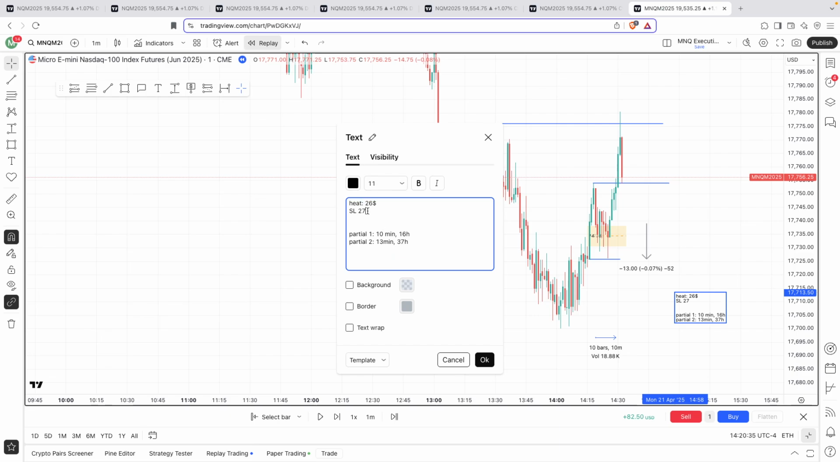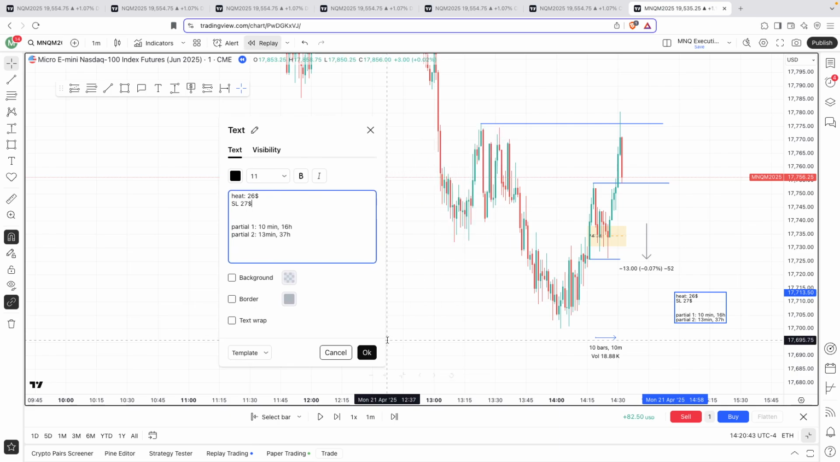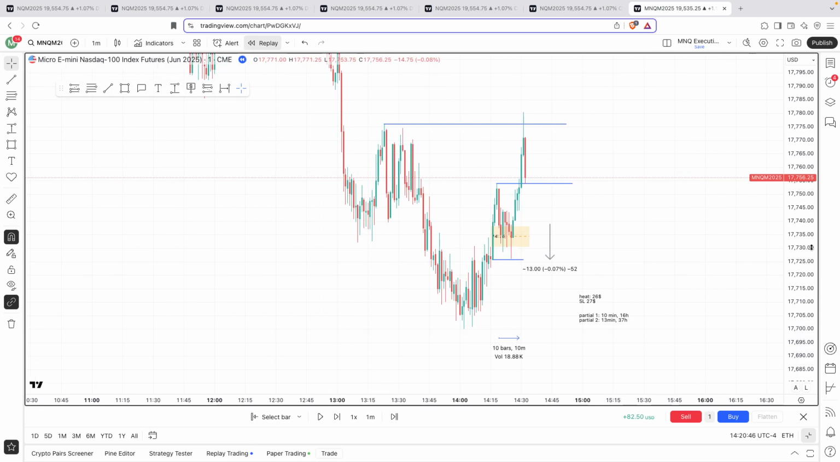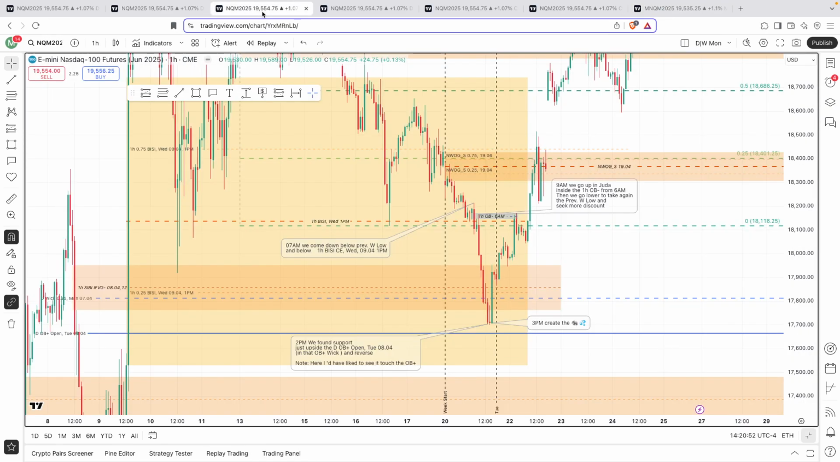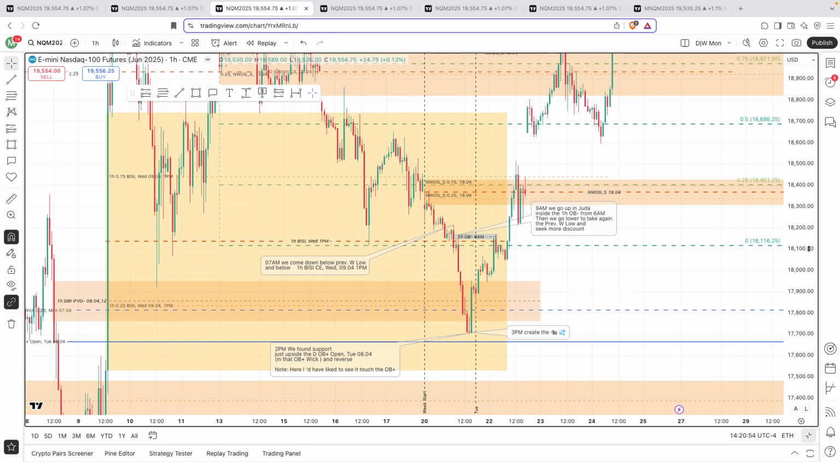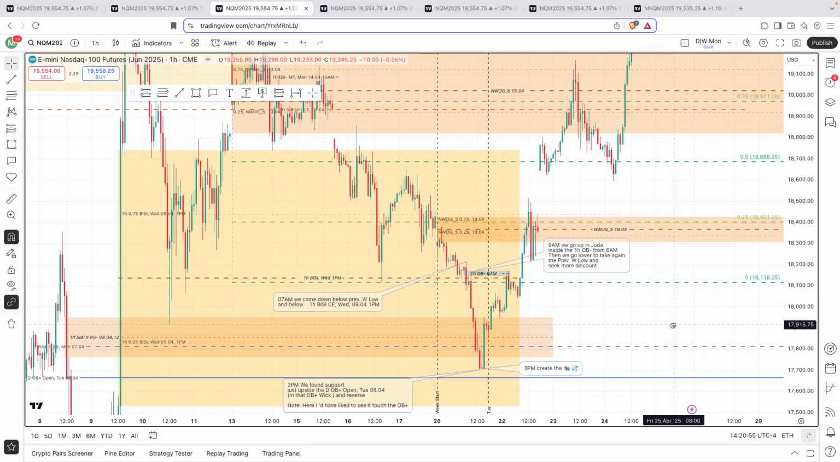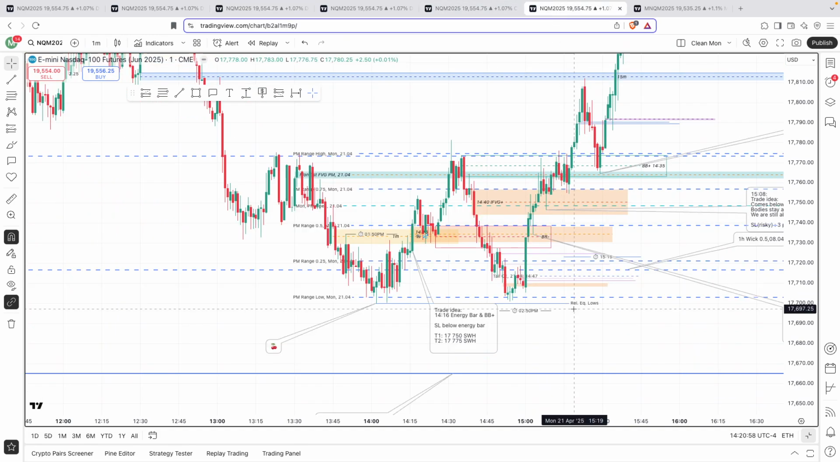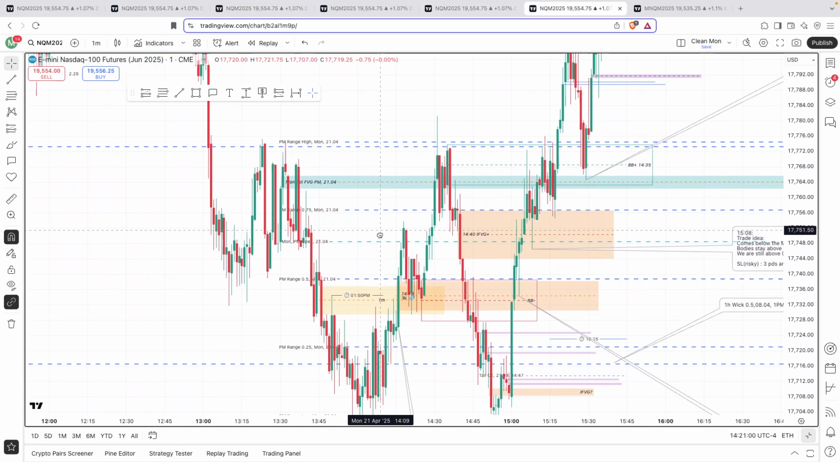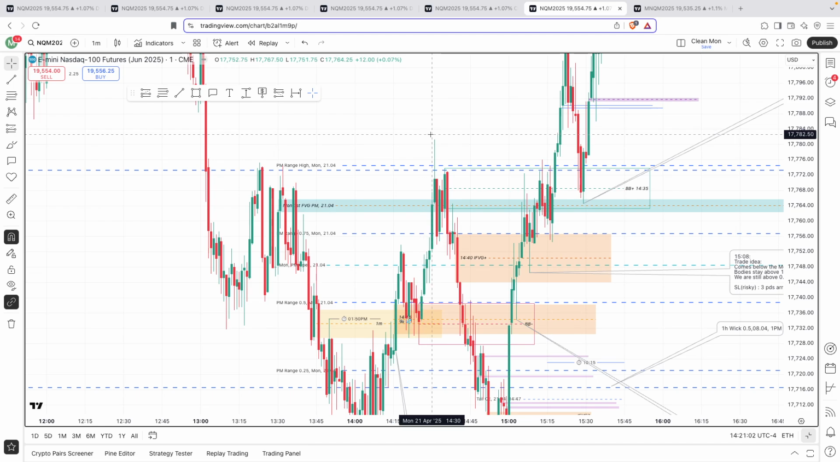So we take heat $26. Our stop loss would be around $27. And then we partial 1 and partial 2. So this would be a trade idea. So I'm going to screenshot that. So this was that. Then price takes the high turtle soup, and then it reverses over here.